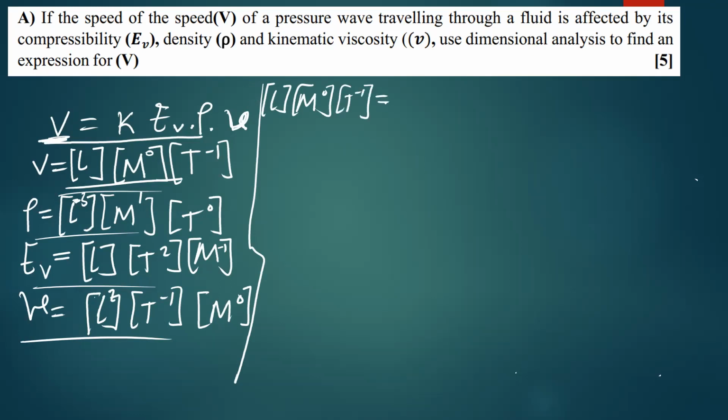-1. And we say this is equal to k, and then open brackets, we have the dimensions for what? Compressibility, which are L T^2 M^-1. So we have L, T^2 and M^-1. Then we also have the dimensions for what? For density.